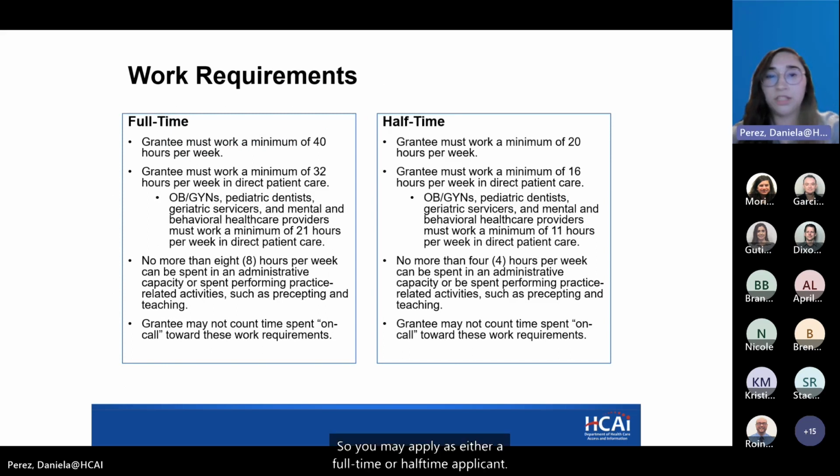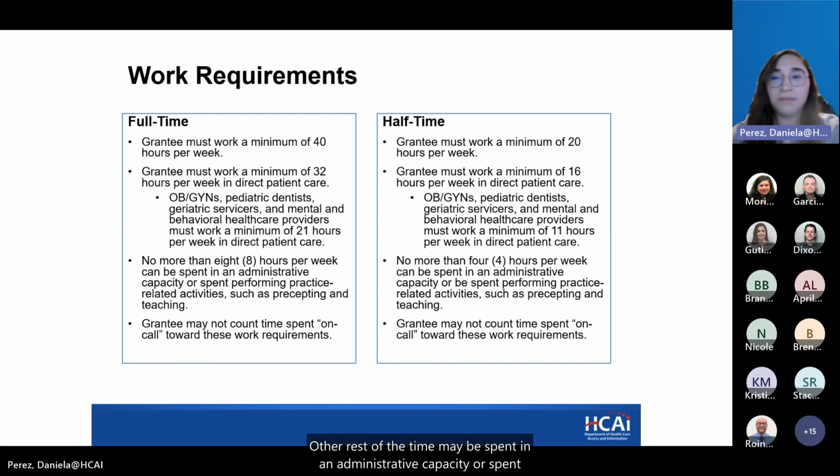All right, work requirements. You may apply as either a full-time or half-time applicant. The hours required and the award amount differ between the two, and I will review the award amount in just a moment. To go over the major work requirements, a full-time grantee must work a minimum of 40 hours per week. Even if your workplace considers less than 40 hours to be full-time, per the SLRP requirements, you must work a minimum of 40 hours per week. 32 of those hours must be spent providing direct patient care.